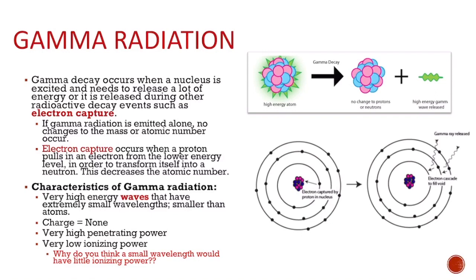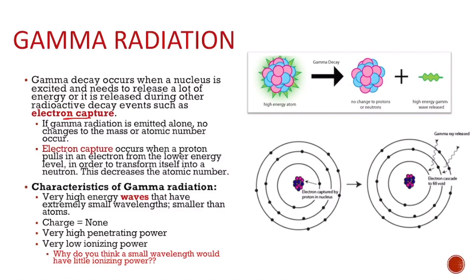Gamma decay occurs when a nucleus is excited and it needs to release a lot of energy, or it's released during other radioactive decay events such as electron capture. So it can occur during lots of different types of radioactive decay, actually. I just chose electron capture because it's something we haven't talked about yet. If gamma radiation is emitted alone, meaning the atom was just excited and it gave off a burst of energy, then we're not going to see any changes in the nucleus. The element's identity is going to stay the same.